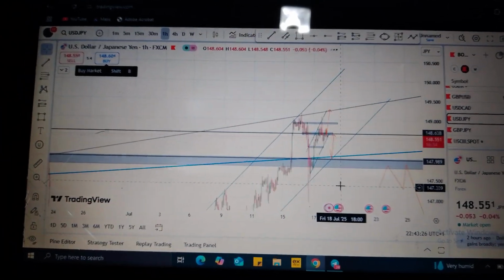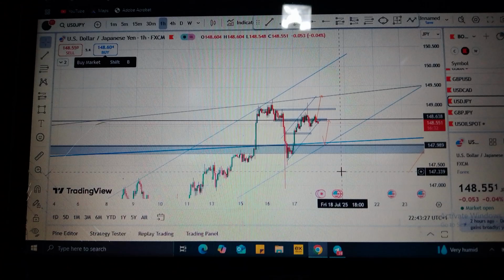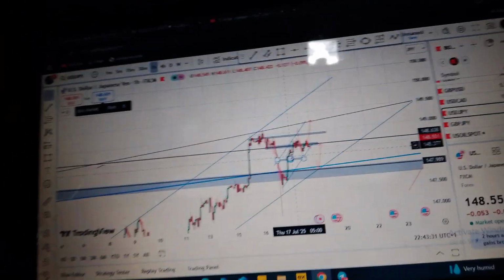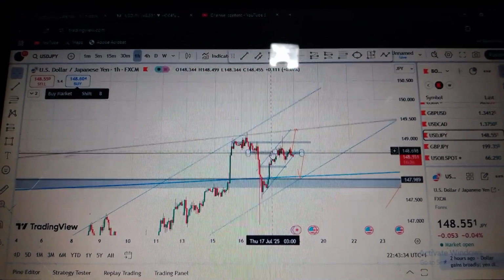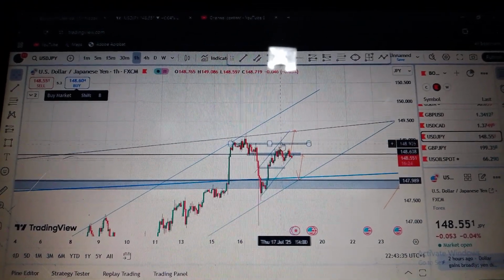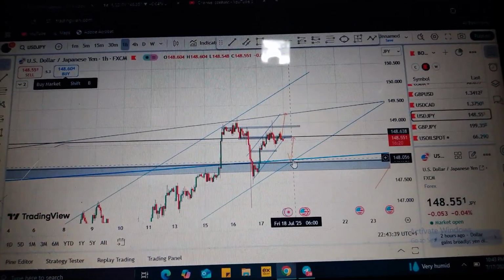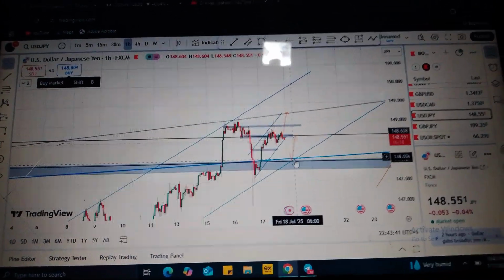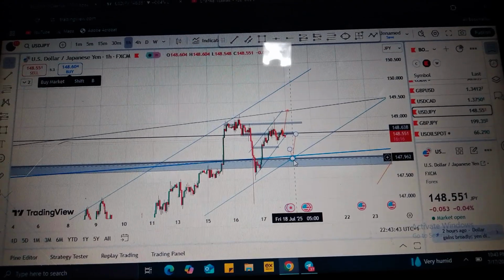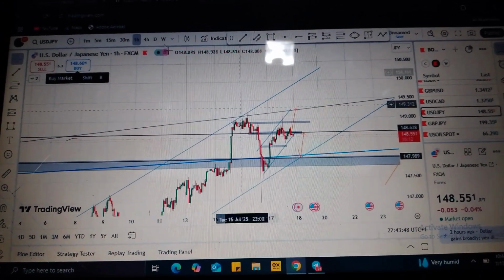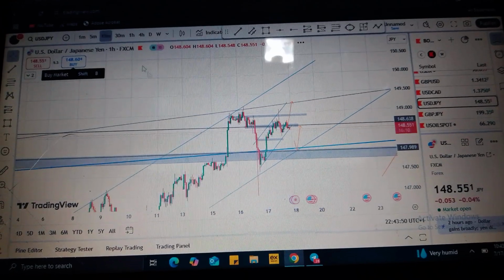Oh god, it's too dirty. The chart is too dirty. So what I'm thinking is that price is going to bounce off this resistance area, and when it does, I'm expecting it to bounce off this support too. So once it bounces off this support, that's when I'll be taking my buy. So that is what I'm expecting on USDJPY.